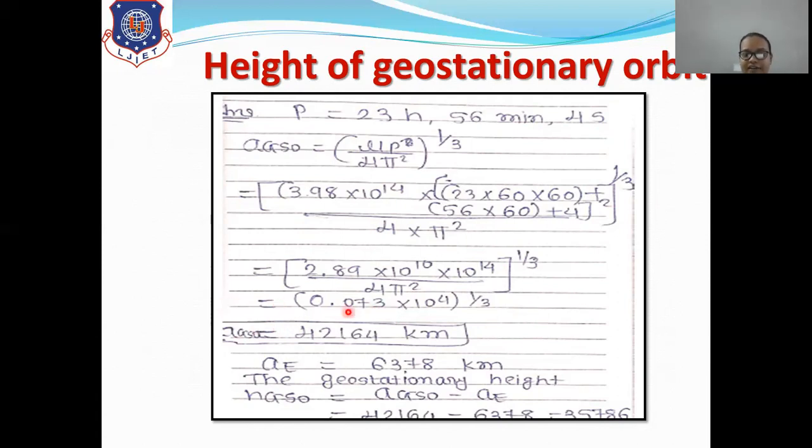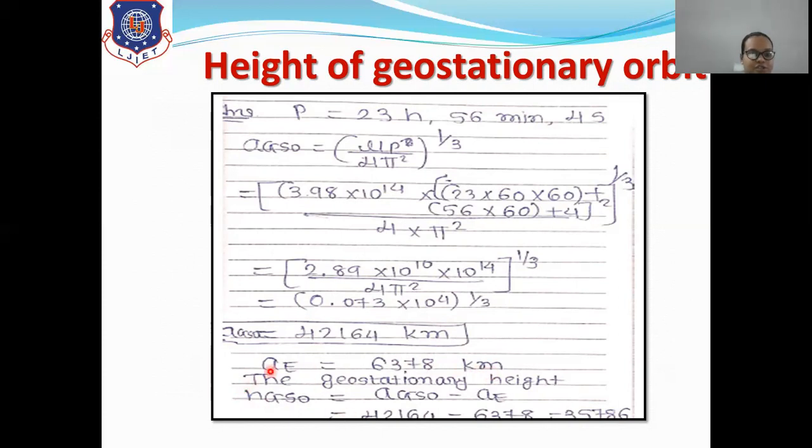Now if we take the cube root, we will get the radius of orbit equal to 42164 kilometers. Now, where is this radius of orbit calculated from? It is calculated from the center of Earth. Now if we want to find the height of the geostationary orbit from the Earth's surface, we need to subtract the radius of Earth from this radius of the geostationary orbit. The radius of Earth is a constant, which is 6378 kilometers.